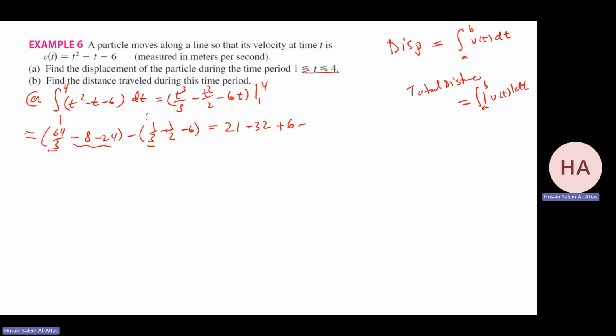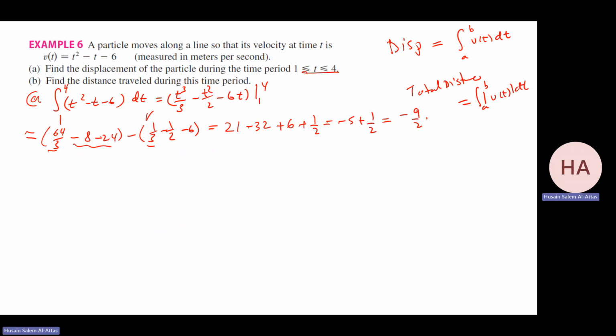Minus what? 1 over 3 minus half. Oh, I've got plus half. Plus half. So that gives me what? 27 minus 32, which is minus 5 plus half. That is minus 10 over 2 plus 1 over 2, minus 9 over 2.